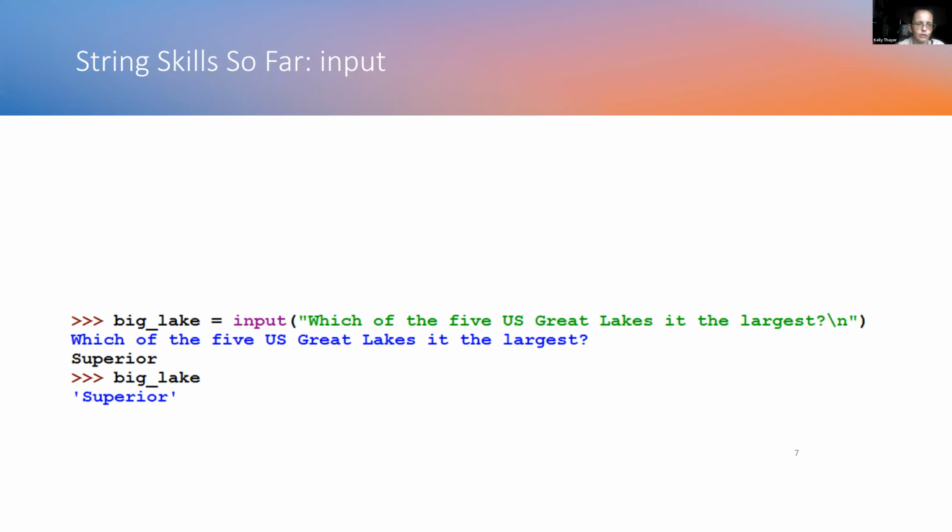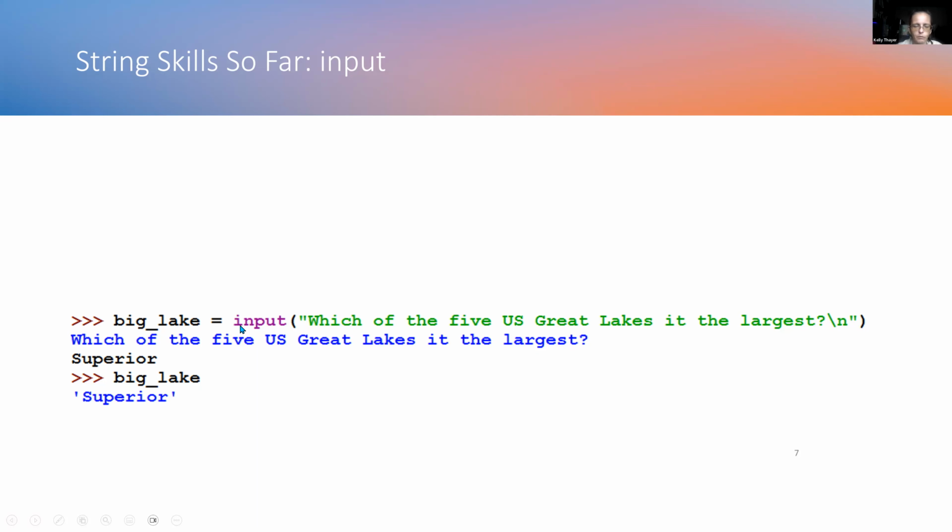Another thing we know how to do is we know how to get input. So here is getting some input about Big Lake, right? Which of the 5 US Great Lakes is the largest? And so the user is expected to type some answer to that. And here they have answered Superior. And then we can get out the value of the thing that's in the variable by typing the name of the variable. So of course, input doesn't have to be used with a variable equals syntax, but this is oftentimes how we use it.